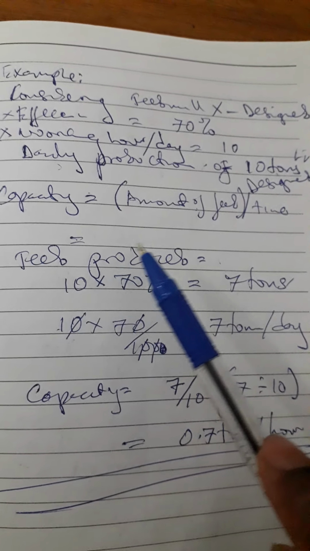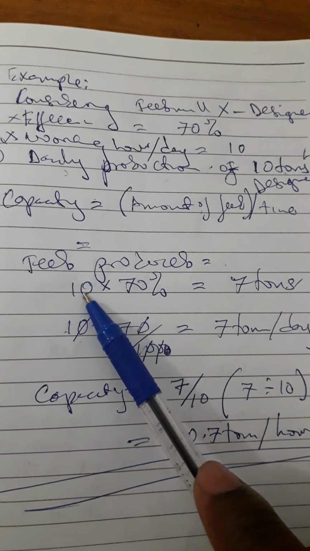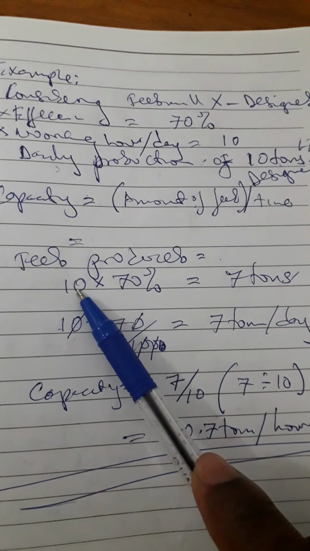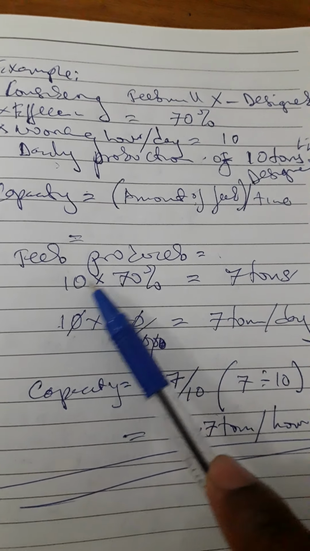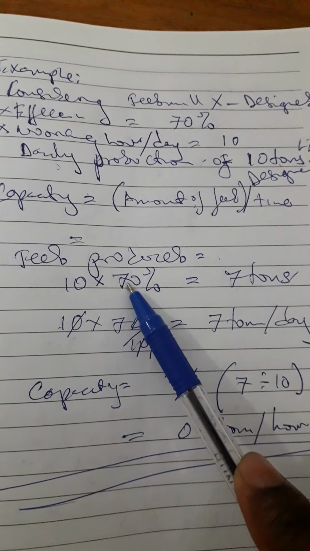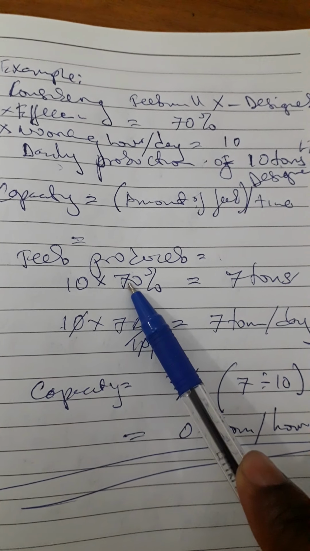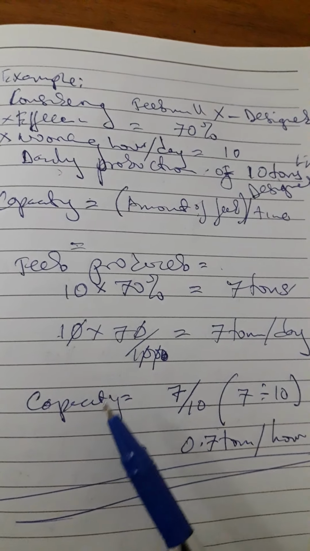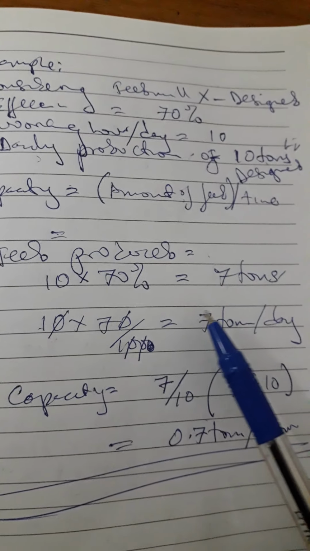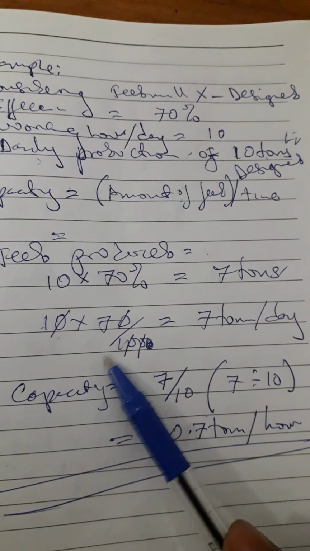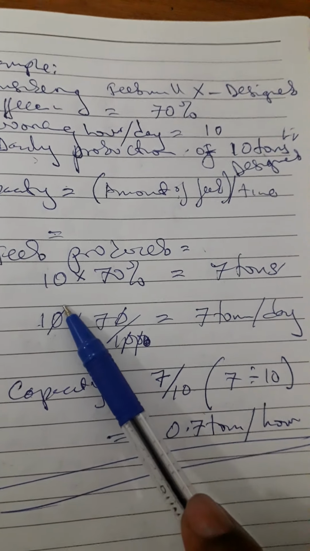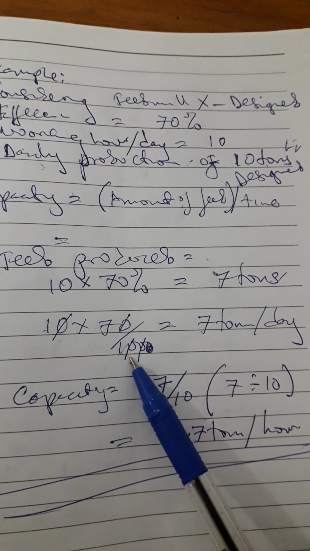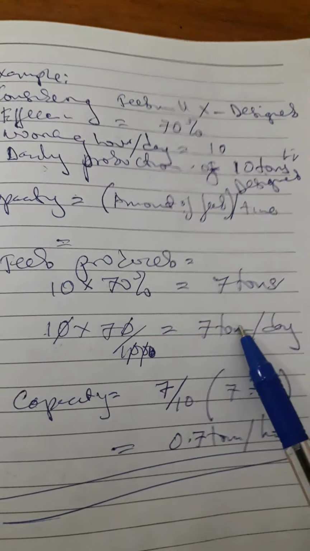So to calculate the feed produced, we'll do 10 tons per day, which was intended, times the efficiency of the feedmill, which is 70%, to get 7 tons per day. For those of you who want to know the real formula, 10 times 70% is the same as 10 times 70 over 100, which gives you 7 tons per day.